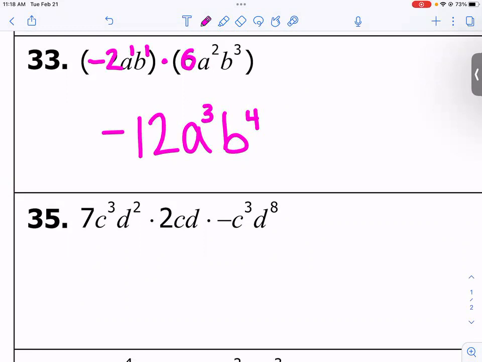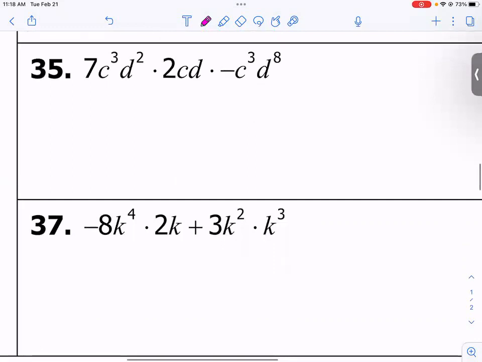Okay. In number 35. Okay, so I'm going to go ahead and do this. I'm going to highlight where it says multiply. Okay. I'm also going to do this. I see a C without an exponent, so I'm going to put that implied 1, and this D. Okay.